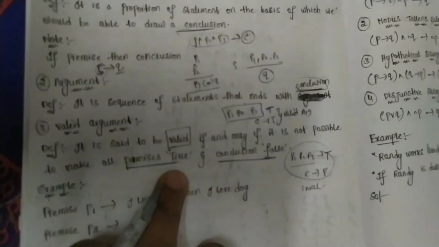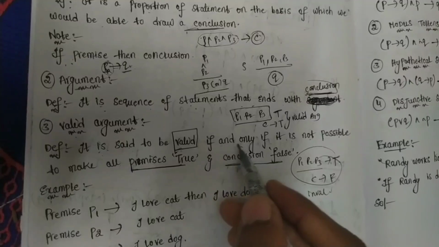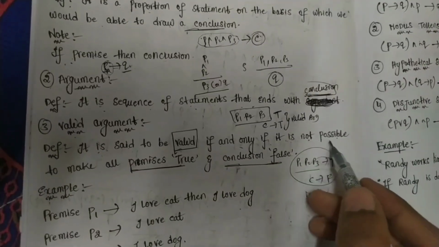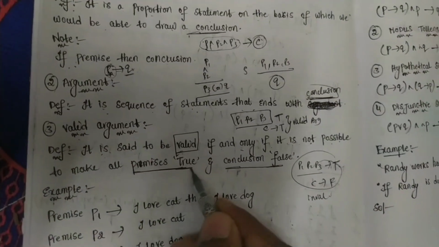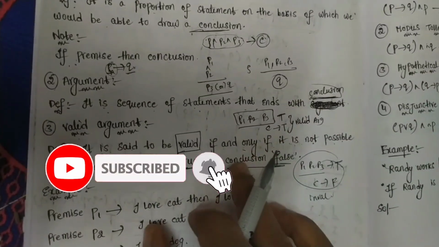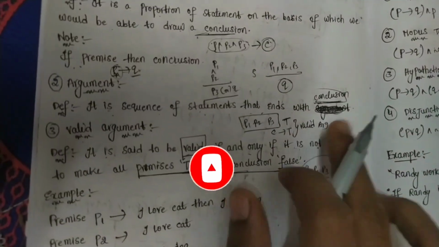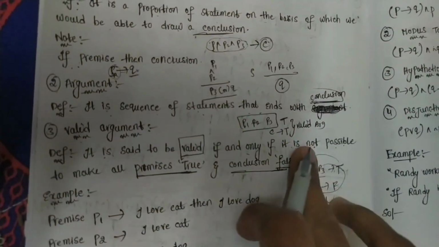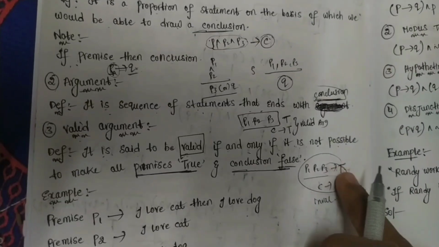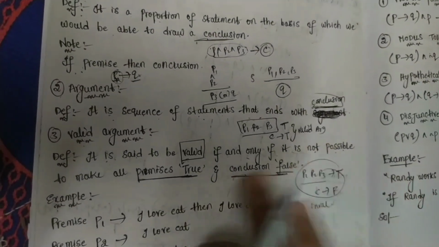The given definition says it is valid if and only if it is not possible to make all premises true and the conclusion false. That is, if the premises are true and the conclusion is also true, then it is called a valid argument. If it is possible to make the premises true and the conclusion false, then it is called an invalid argument.